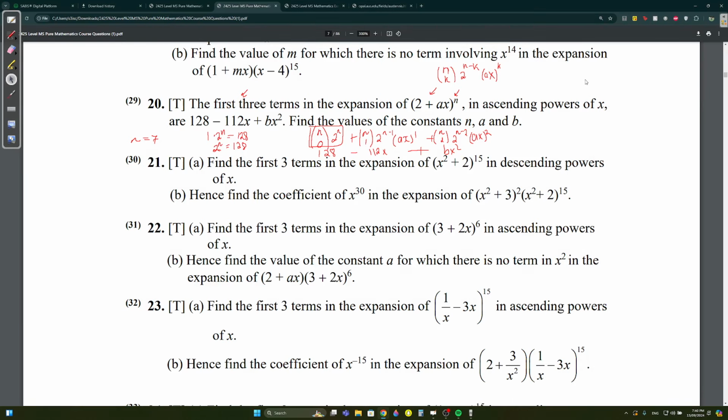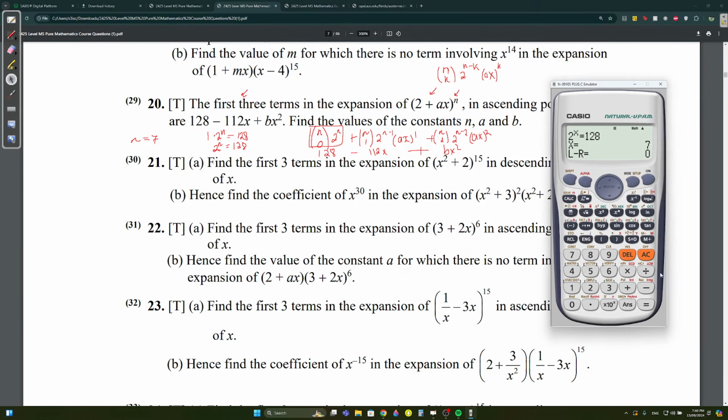Some calculators, unfortunately, don't have the equation mode. So what do you do? You use log base something. You're not taught this, but it's specifically for solving equations when they have powers. The base is the number being raised to the power. What's my base here? It's 2. And what's my answer here? It's 128. So I'm going to put log base 2 of 128. You get 7. So now we have n equals 7.